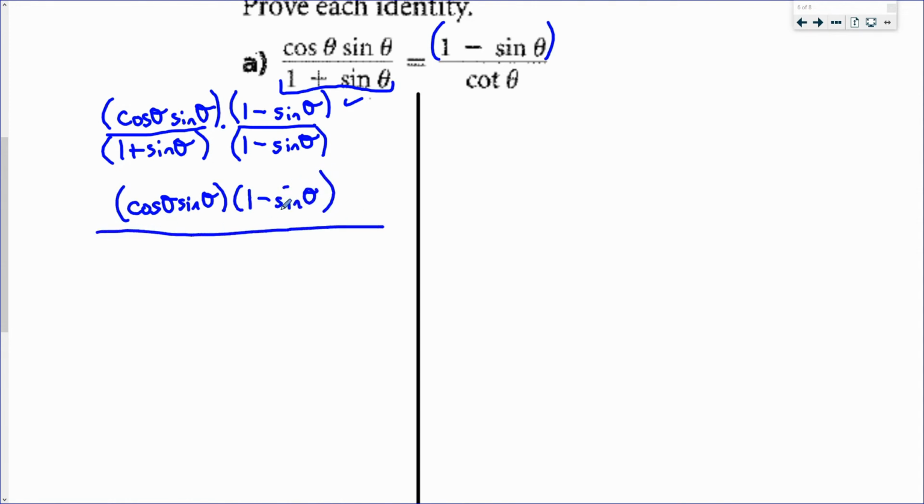It's in the denominator that some magic is going to happen when you multiply a number by its conjugate. You're going to get 1 times 1, which is 1. Then 1 times negative sine theta, which gives you negative sine theta, and then positive sine theta times 1, which gives you positive sine theta, and then sine theta times negative sine theta, which gives you negative sine squared theta. So these two middle terms cancel out to 0. You have 1 minus sine squared theta. That's one of our identities. That is cos squared theta.